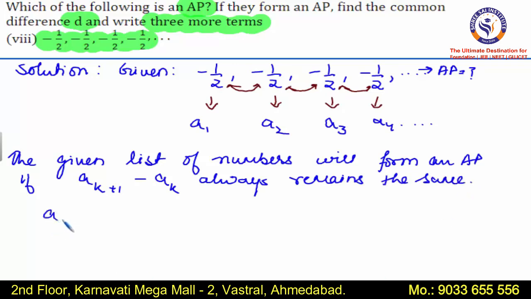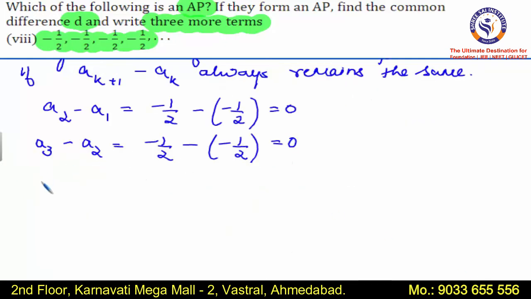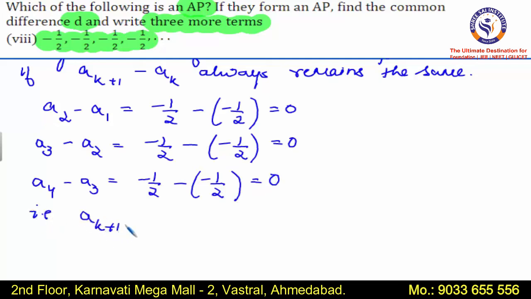So let us find out first A2 minus A1. This is equal to minus half, minus of minus half, which is equal to 0. Now let us find out A3 minus A2. So this is equal to minus half, minus of minus half. This is again equal to 0. Now let us find out A4 minus A3. This is minus half, minus of minus half, which is again equal to 0. That is, A(k+1) minus A(k) is always equal to 0 for all the consecutive terms.